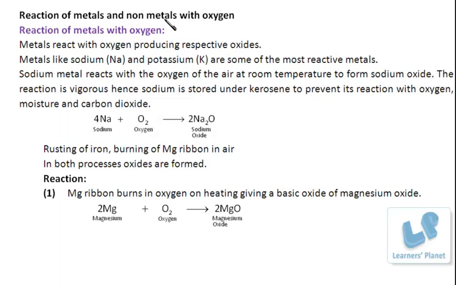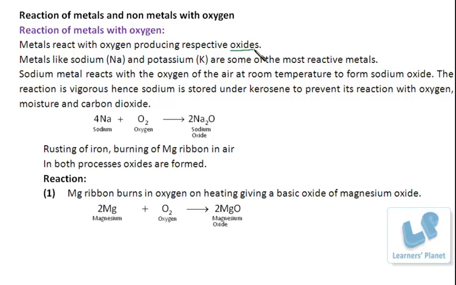Reaction of metals and non-metals with oxygen. Let's first see how the metals react with oxygen. What is the product formed when the metals react with oxygen? Reacts simply means chemical combination. Metals react with oxygen producing respective oxides. The compound formed on the reaction of a metal with oxygen is called an oxide.